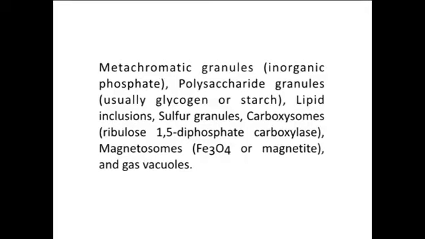The next are the inclusions. Inclusions are reserve deposits found in the cells, and some examples of prokaryotic cell inclusions found in bacteria are metachromatic granules of inorganic phosphate, polysaccharide granules usually of glycogen or starch, lipid inclusions, sulfur granules, carboxysomes containing ribulose 1,5-bisphosphate carboxylase, magnetosomes including magnetite or Fe3O4, and gas vacuoles.